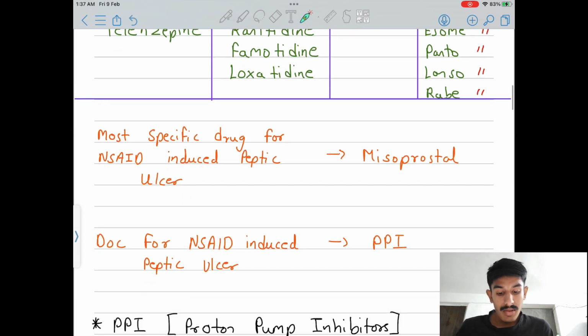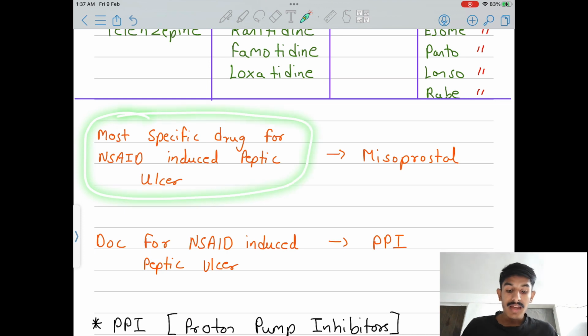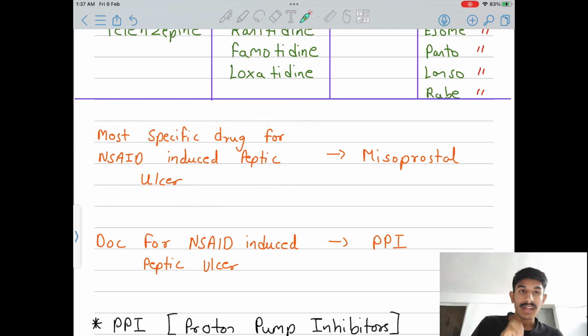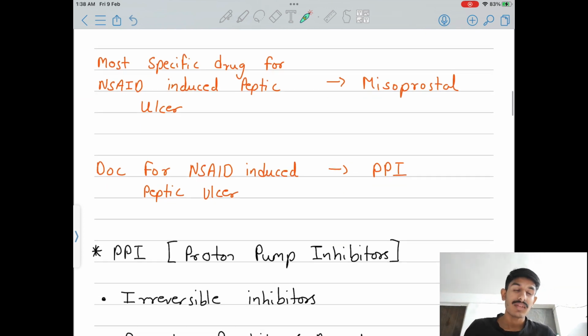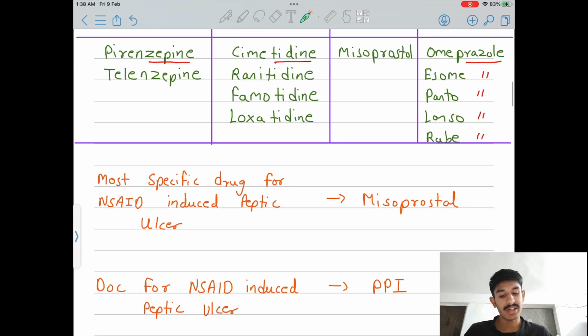The next drug is more specific for non-steroidal drug induced peptic ulcer. Non-steroidal drugs are like aspirin, diclofenac, and a few more examples which you take for fever and inflammation. Misoprostol you can take for this. This is a specific drug for peptic ulcer disease caused by non-steroidal drugs. But what is the drug of choice? The drug of choice is proton pump inhibitors, like pantoprazole or omeprazole. Mostly we use these in our day-to-day life.